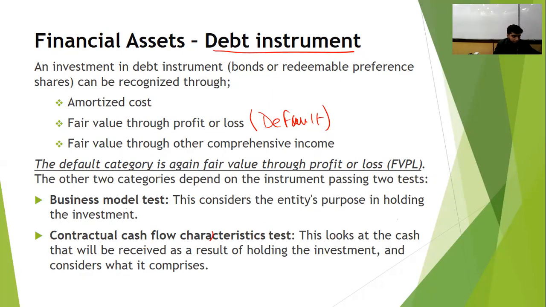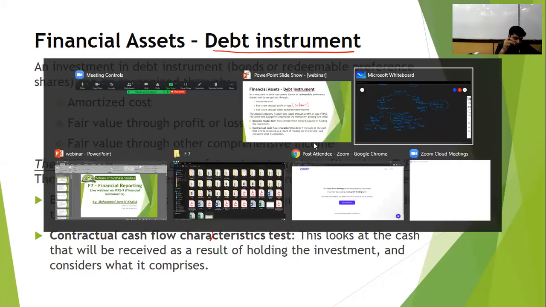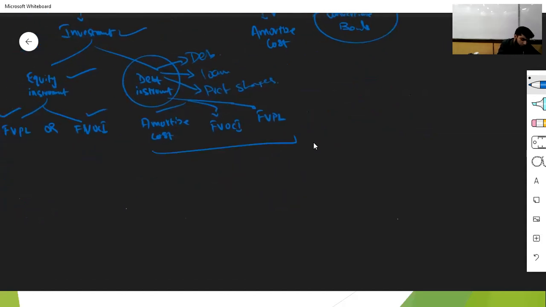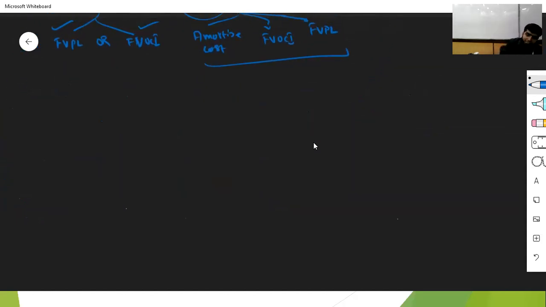And when to adopt each method, there is a criteria given in IFRS 9. What is that criteria? Let's discuss what the criteria is to adopt each of these options. IFRS 9 states that if you have purchased the debenture, loan notes or preference shares for holding purpose. What does holding purpose mean?